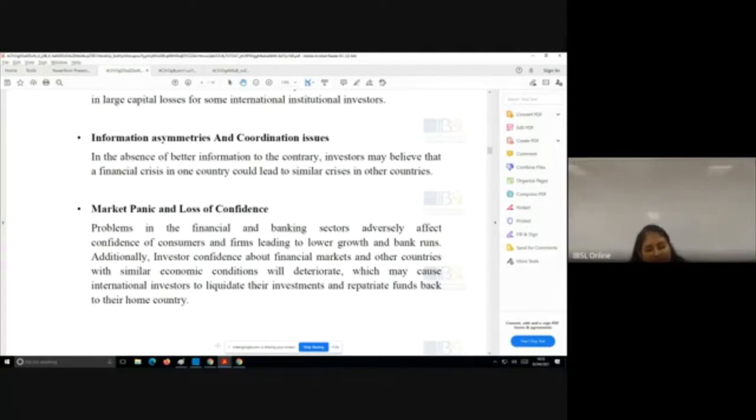Let's say a bank in country A is collapsing, and that bank has a huge banking relationship with another bank in country C. Okay, C will start panicking. Even if C doesn't panic, let's say depositors of C will panic and start drawing the money out, creating a bank run, essentially causing the same crisis to country C. So market panic and loss of confidence is another way that this financial contagion could happen.